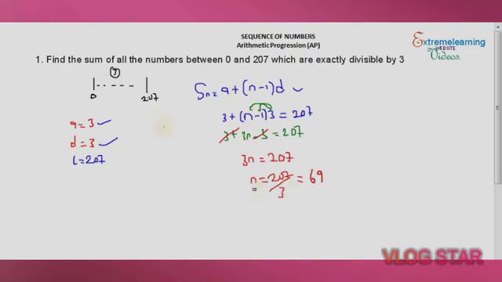The n is now the number of terms. So what is this trying to tell us? From here we get that we need 69 terms. The numbers that are divisible by 3 between 0 and 207 are just 69 of them, 69 terms.